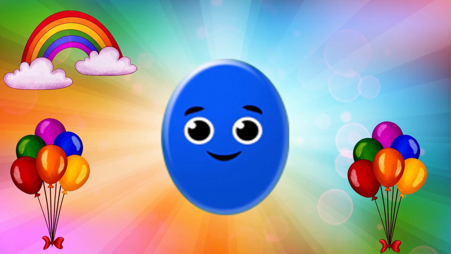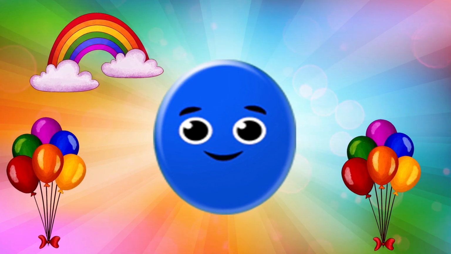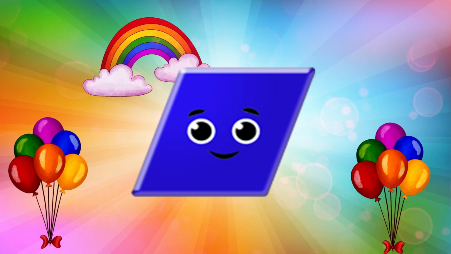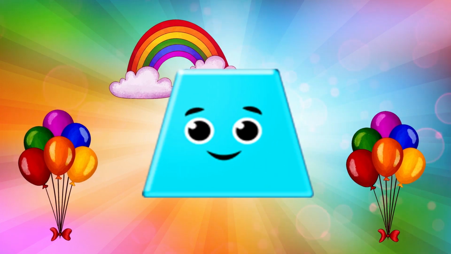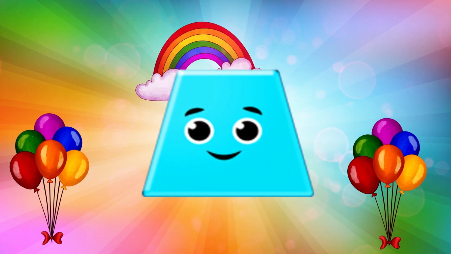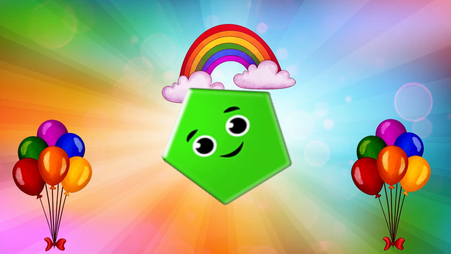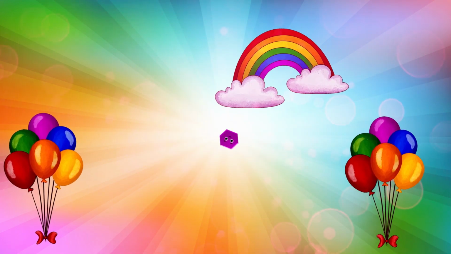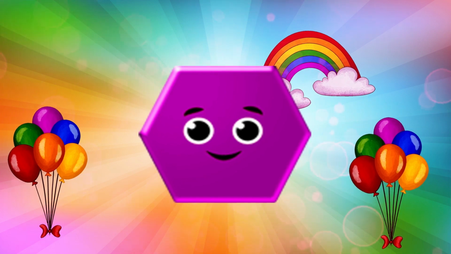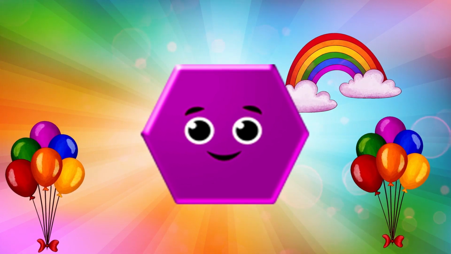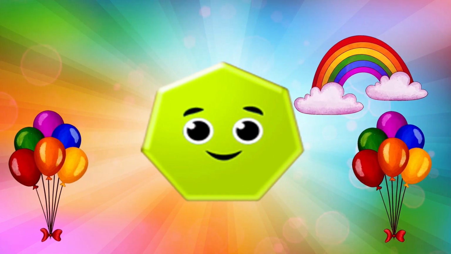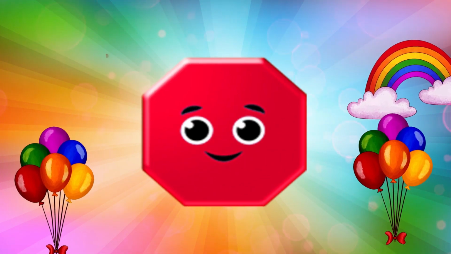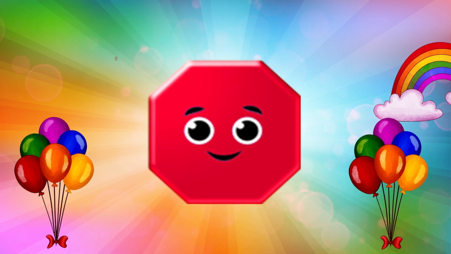Oval. Oval. Parallelogram. Parallelogram. Trapezoid. Trapezoid. Pentagon. Pentagon. Hexagon. Hexagon. Heptagon. Heptagon. Octagon. Octagon.